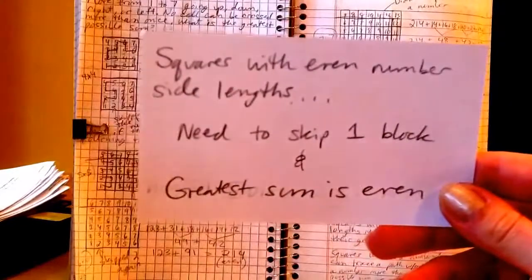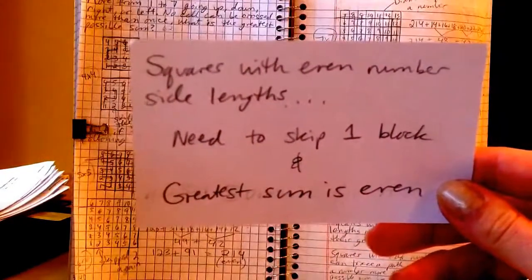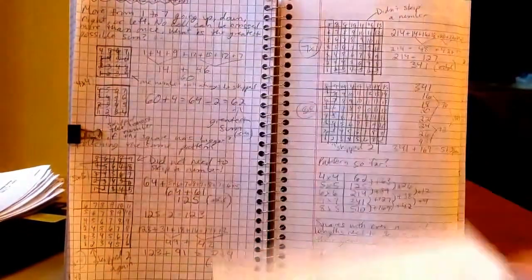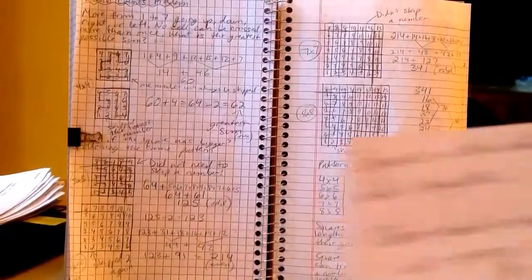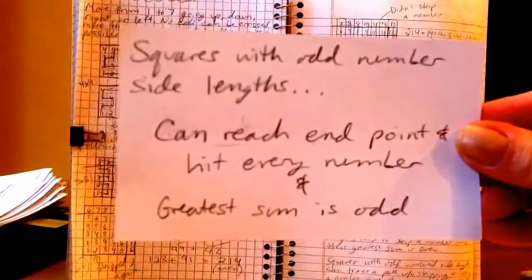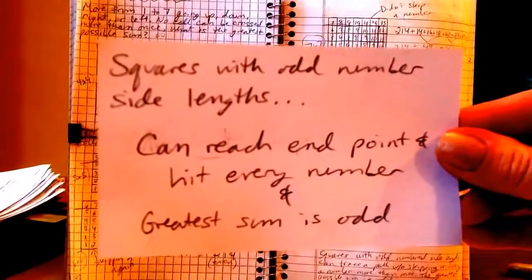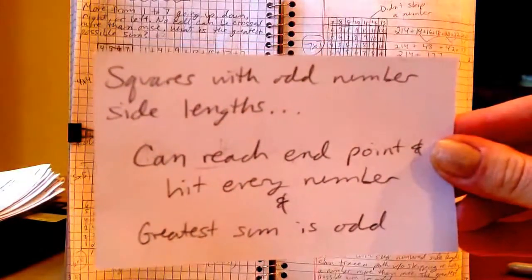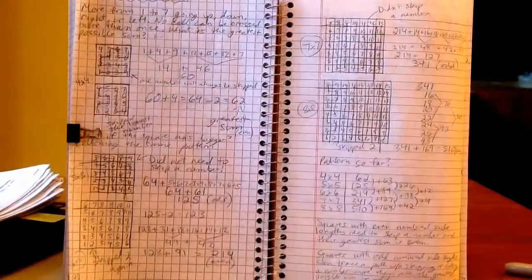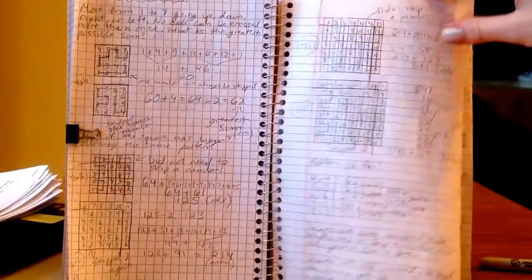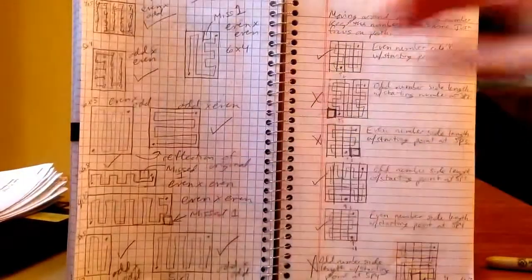So my conclusion for this part of my math investigation was that for squares with even numbered side lengths, I needed to skip one block, and the greatest sum was even. For squares with odd number side lengths, I can reach the end point and hit every number, and also my greatest sum was odd.